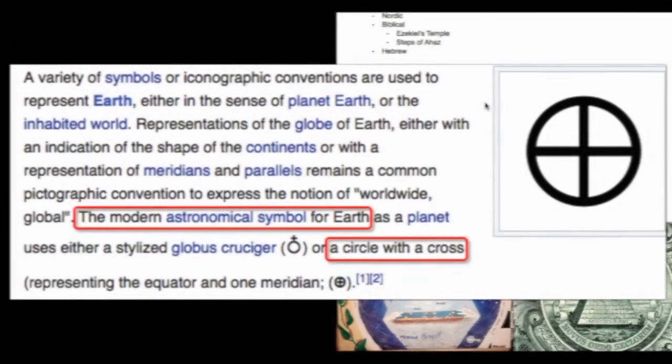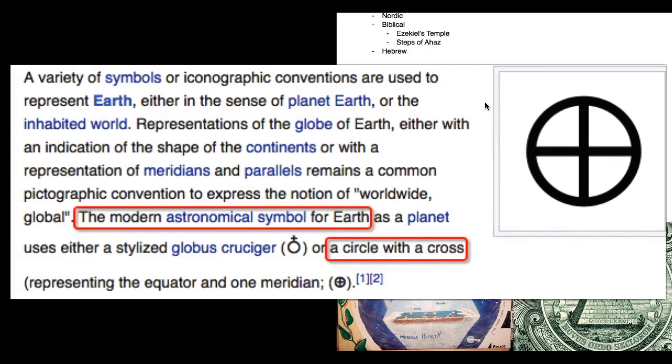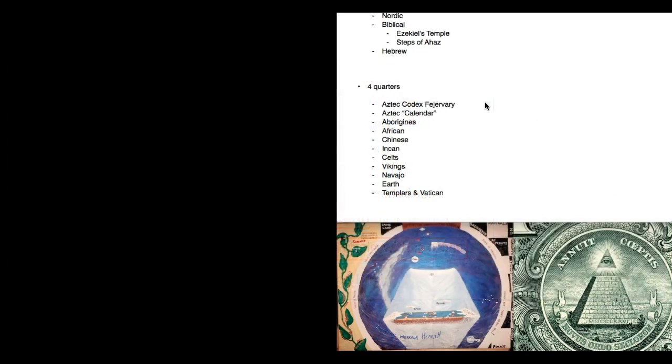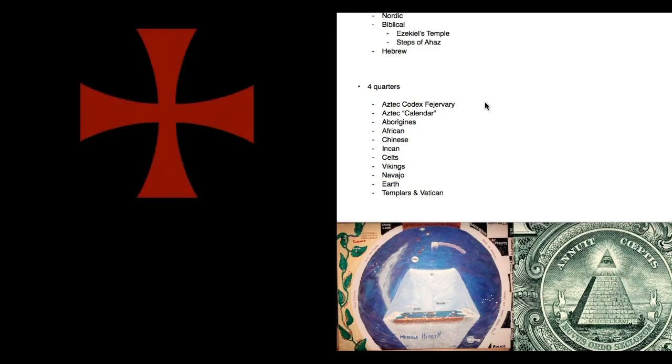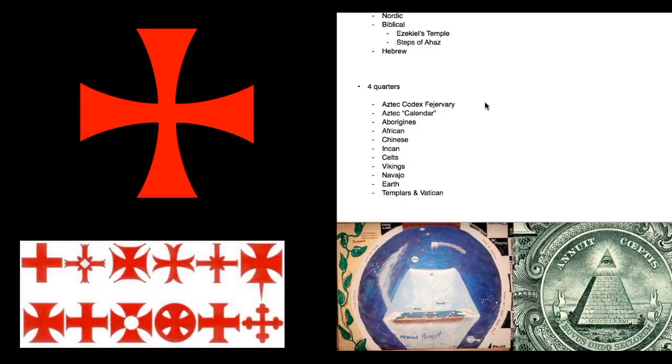The symbol for Earth is four quarters within a circle. And we also see four quarters depicted by the Templar cross, which is very prominent with some of the rulers of this earth who sit at the Vatican.